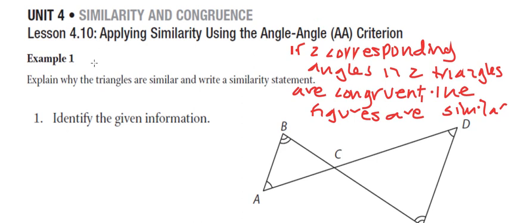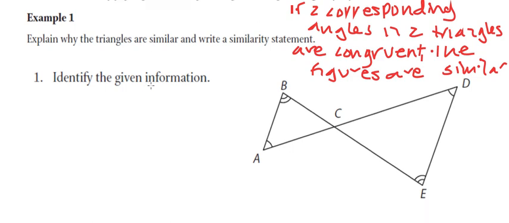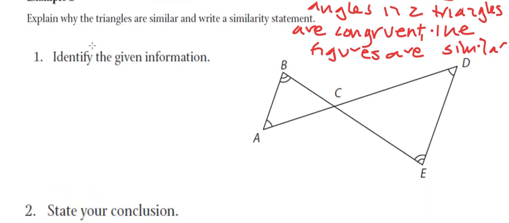All right, so they are asking us to explain why the triangles are similar and write a similarity statement. Well, we're not going to do a lot of explaining here because what we already know is that angle A is congruent to angle D, and they're in different triangles. And I know that angle B is congruent to angle E because of the double arcs.